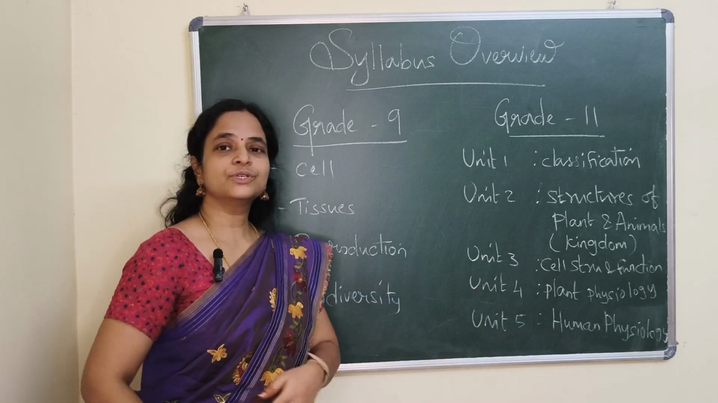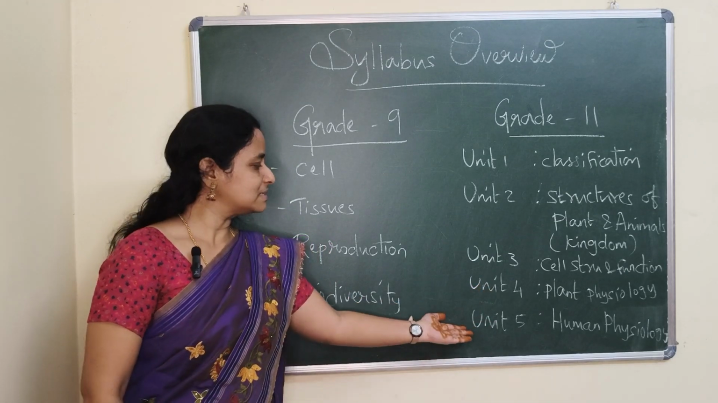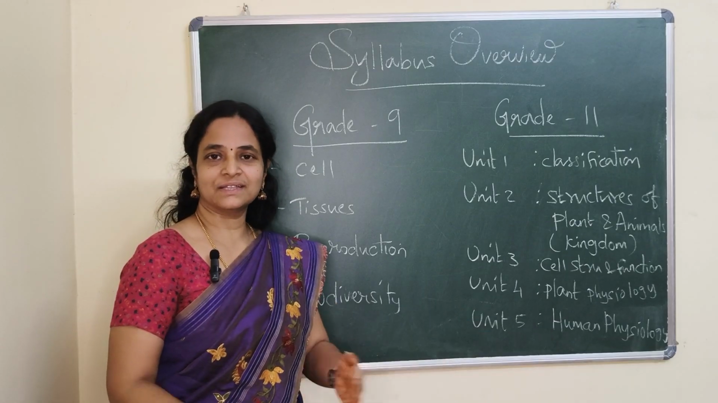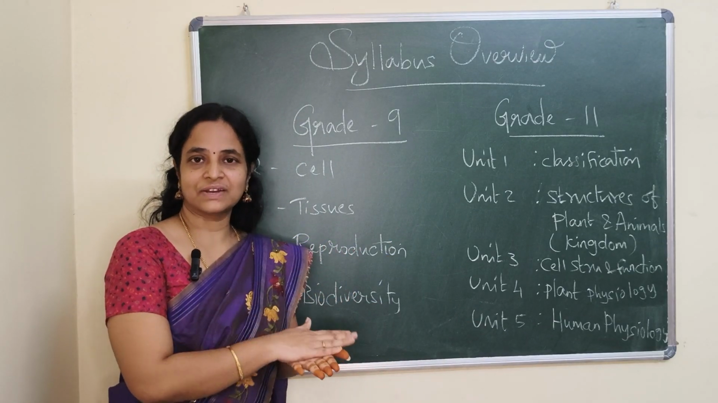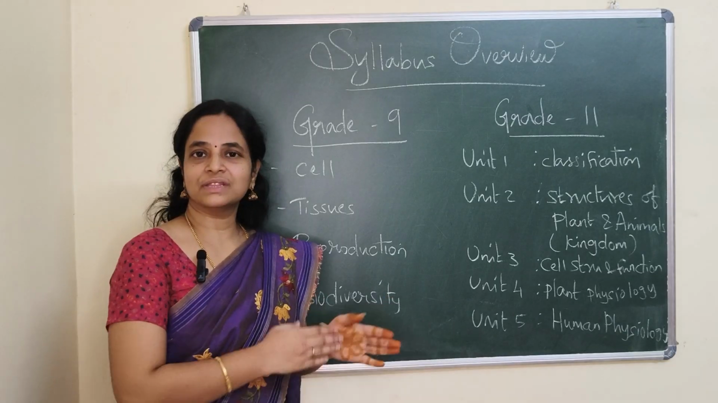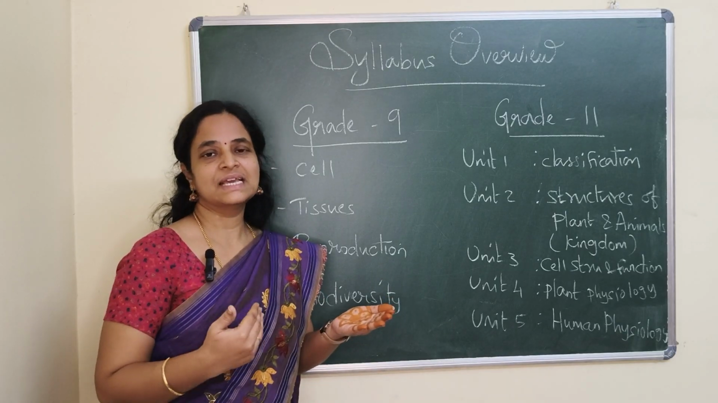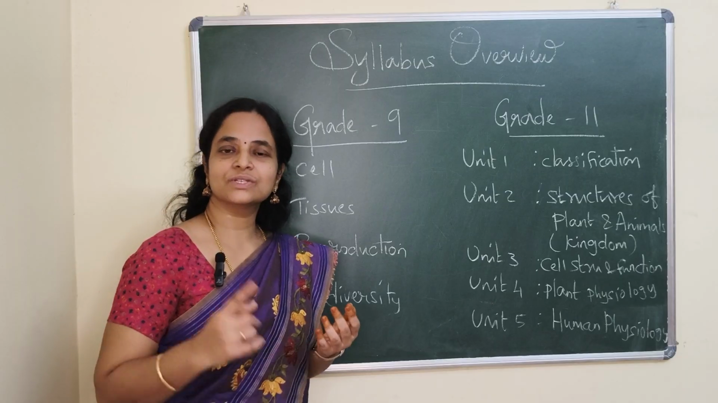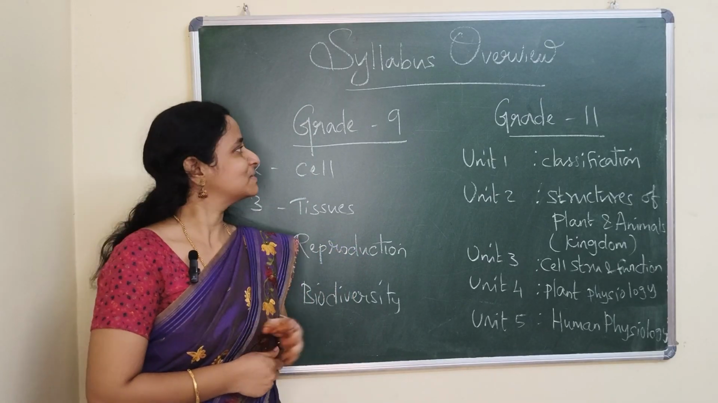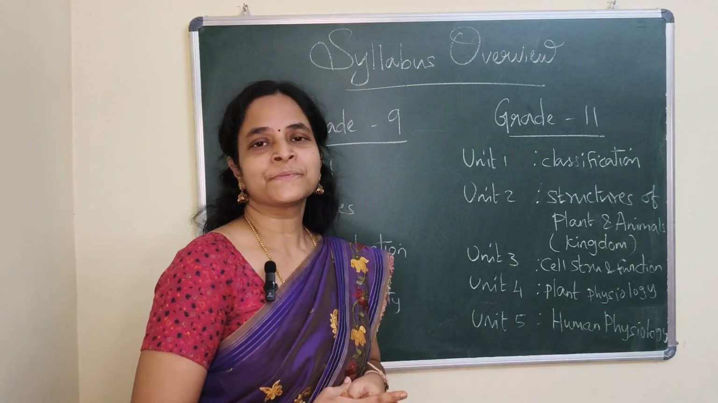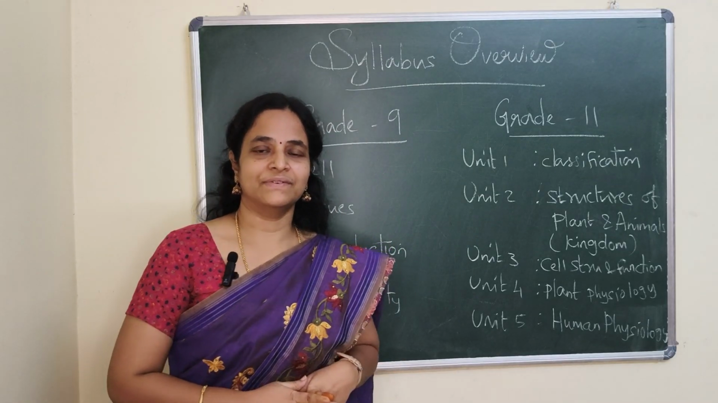And unit 5 is about human physiology. And this is a chapter that you would have written in your 10th standard, life processes. So that is an introduction. So here you will learn everything, all the life processes in detail. Along with that, you will also find something new, like movement and locomotion. You will read it in detail. So this is the overall view for grade 9 and 11.